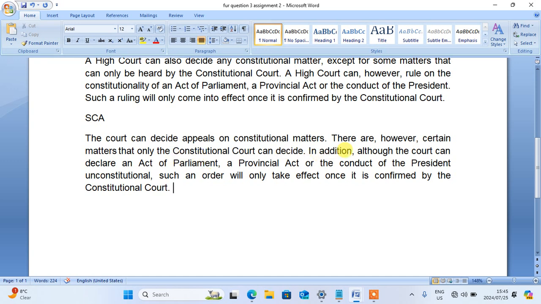In addition, although the court can declare an Act of Parliament, a provincial act, or the conduct of the President unconstitutional, such an order will only take effect once it is confirmed by the Constitutional Court, which is the same as the High Court. Now we go to the biggest court, which is the Constitutional Court.